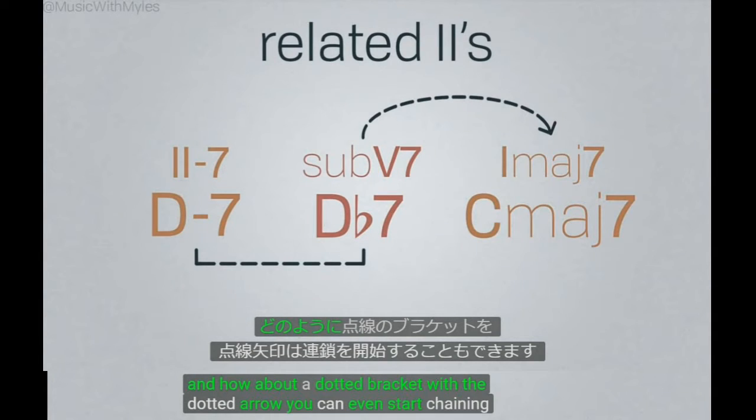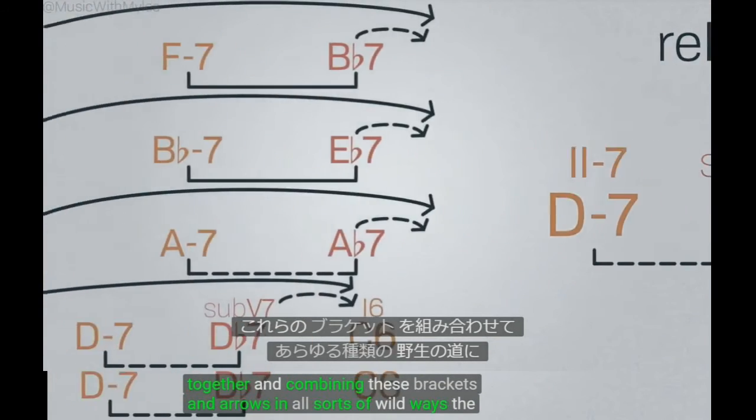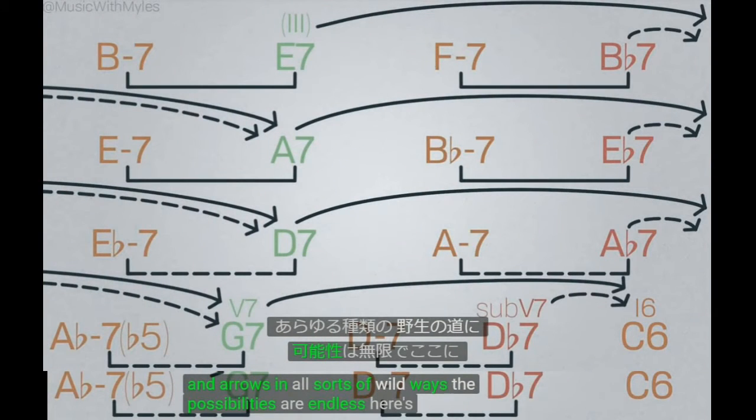You can even start chaining together and combining these brackets and arrows in all sorts of wild ways. The possibilities are endless. Here's a little example.